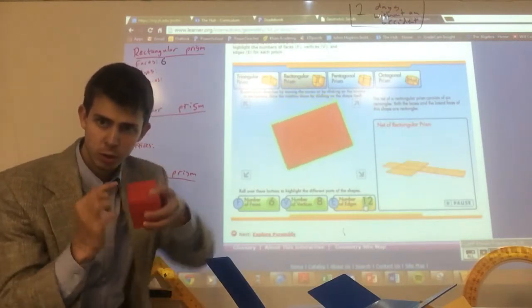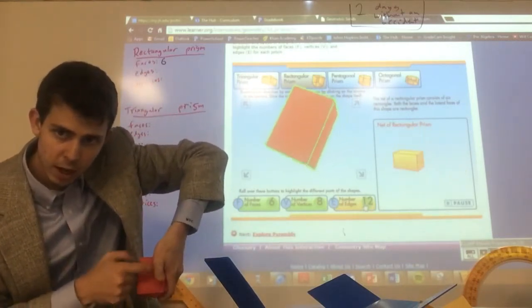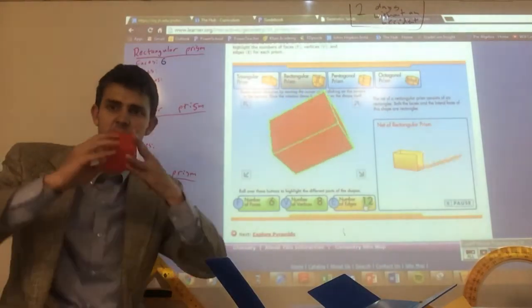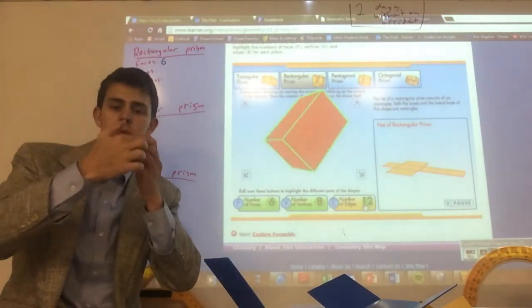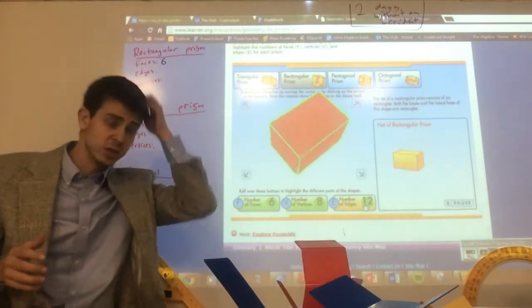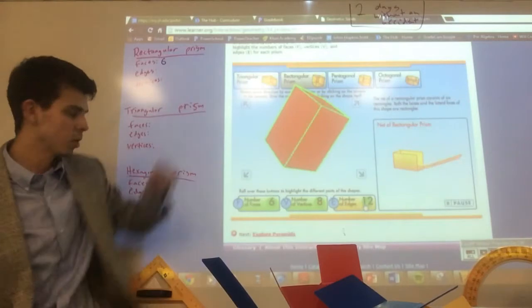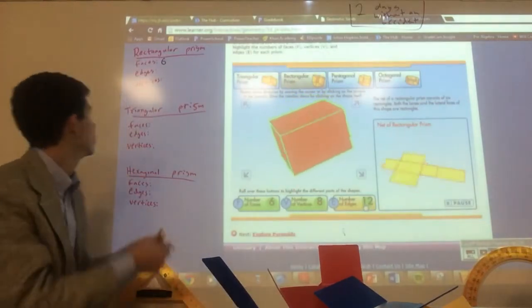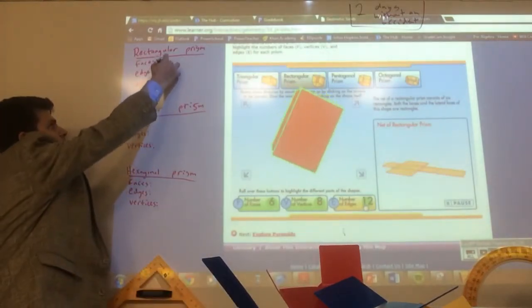1, 2, 3, and 4, and then finally there's going to be 4 on the bottom. 1, 2, 3, and 4. So there's a total of 12 edges. And if you want to see it here, you can go to this website. So there's going to be a total of 12 edges.